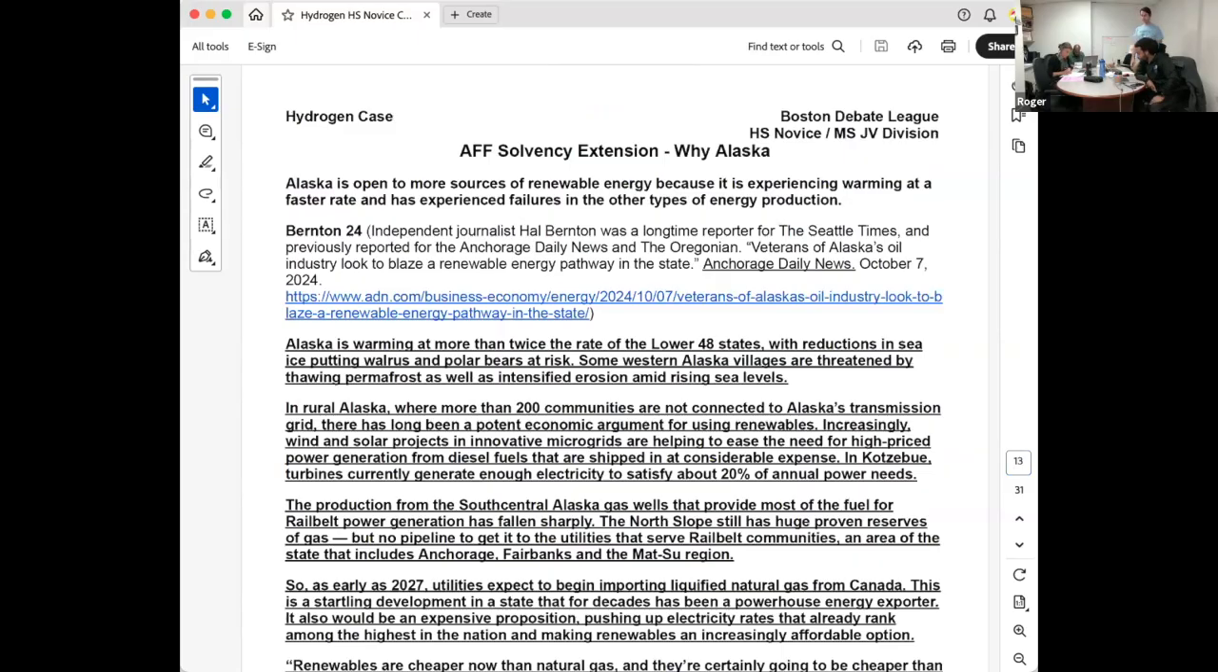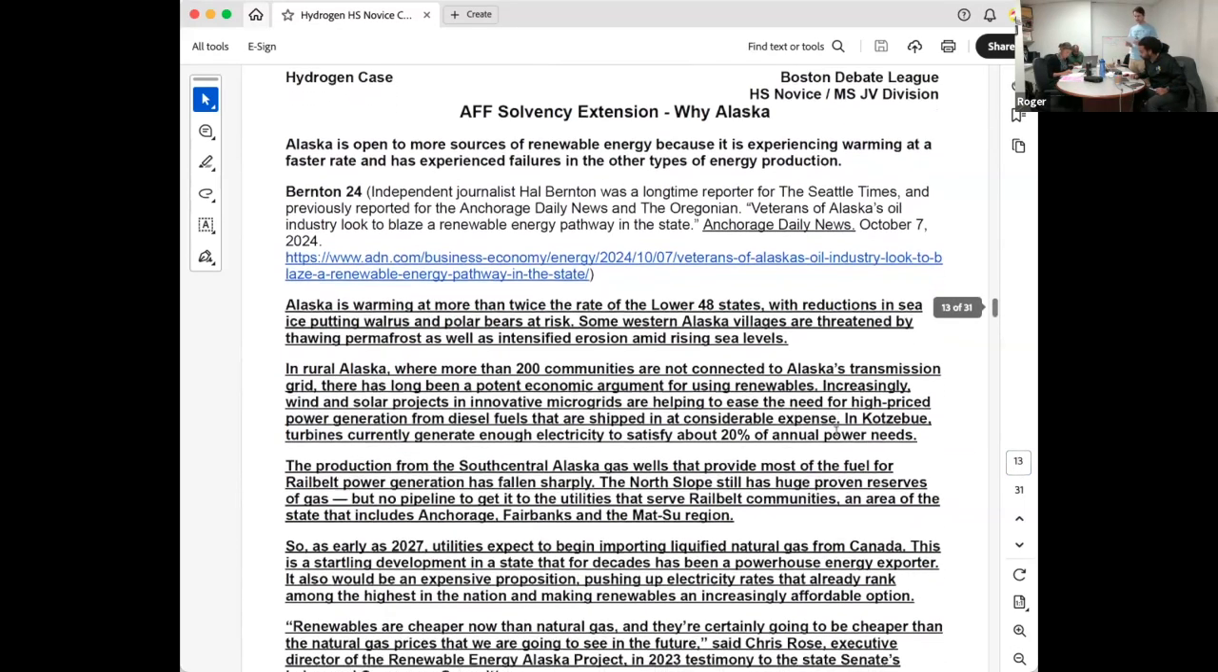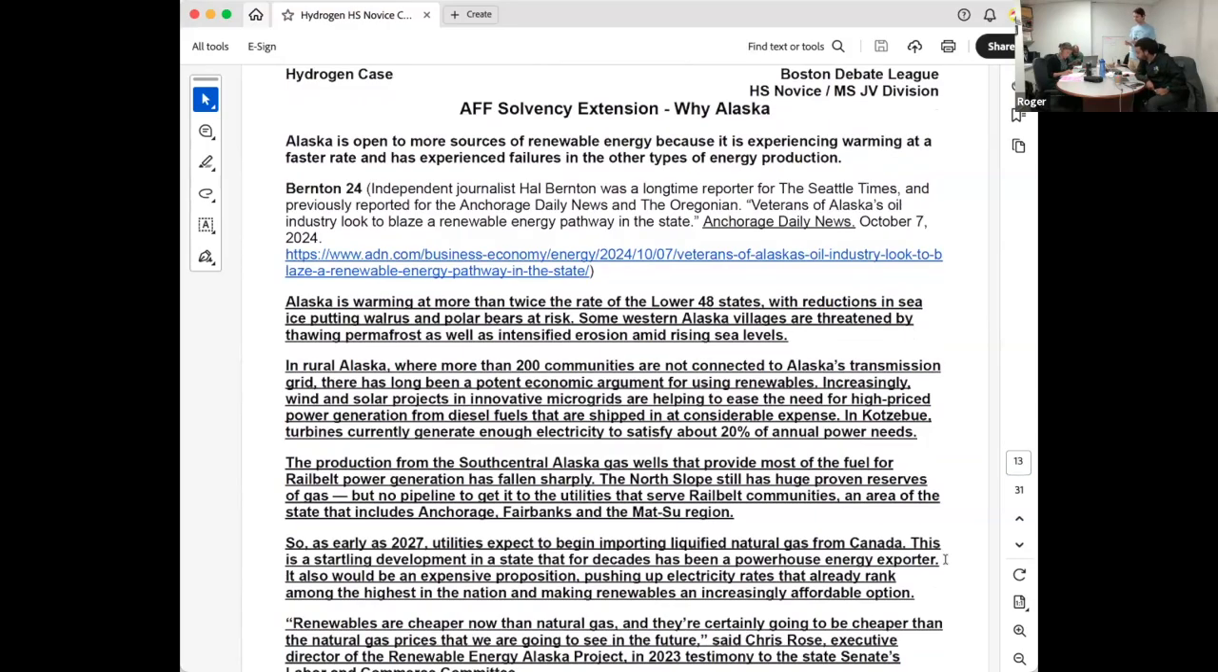And finally, on to page 13. Alaska is open to more sources of renewable energy because it's experiencing warming at a faster rate and has experienced failures in other types of energy production. That's from Burnton 24. And I'm just going to read the first sentence here. Alaska is warming at more than twice the rate of the lower 48 states. So you might be asking, why Alaska? Rainer asked that in the first question here. Why Alaska? Because Alaska needs this the most right now. So it's the best place to start investing in this energy because they're experiencing global warming twice as fast as the rest of the United States. And I'm done with my speech.